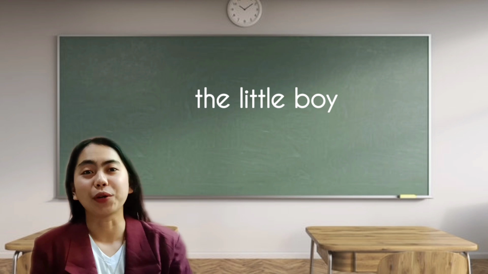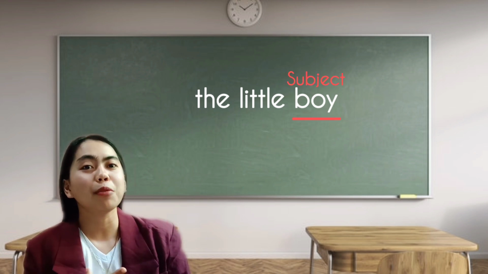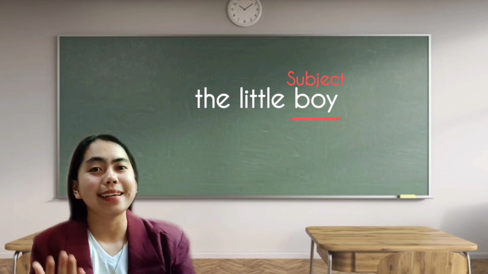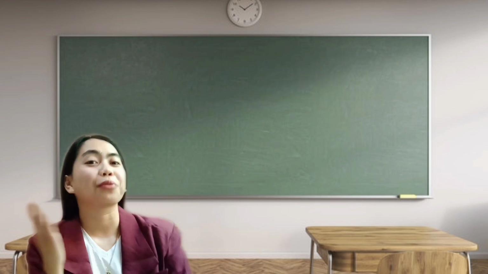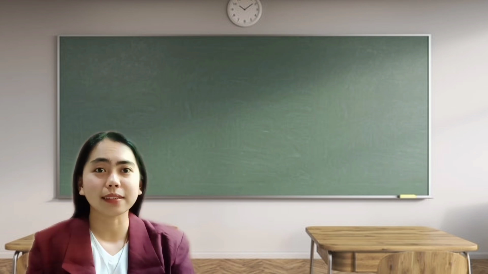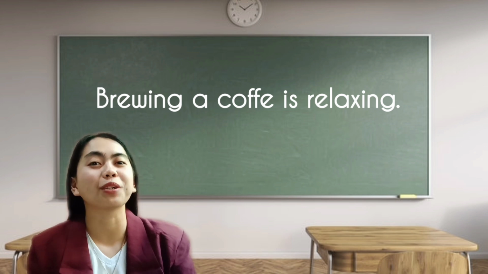The little boy. Now we can identify that the boy is the subject, but we don't see any verb. Because of that, it is also a phrase. Pretty easy, right? But there are also phrases that look like a sentence. Here is an example: Brewing a coffee is relaxing.